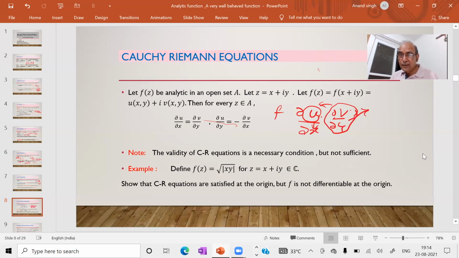Of course, I'm not bothered about the sign. What I'm trying to emphasize is that once a function is analytic, when I say that u plus iv is analytic, if this is moving in a particular direction, then the rate of change of this is not arbitrary but depends on this change. That is why I call it well-behaved.